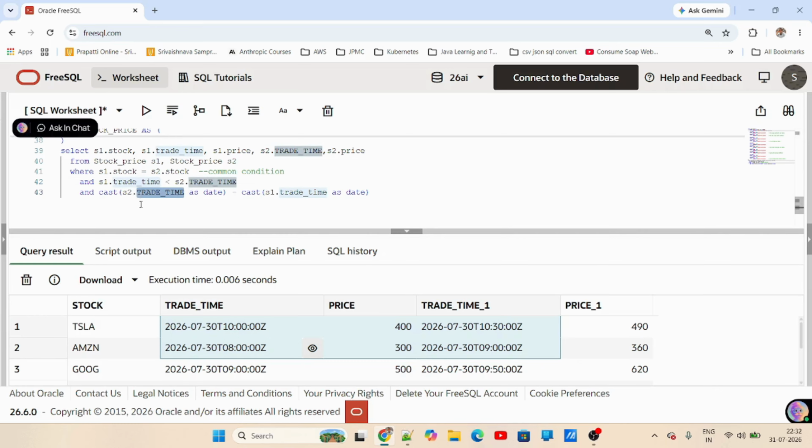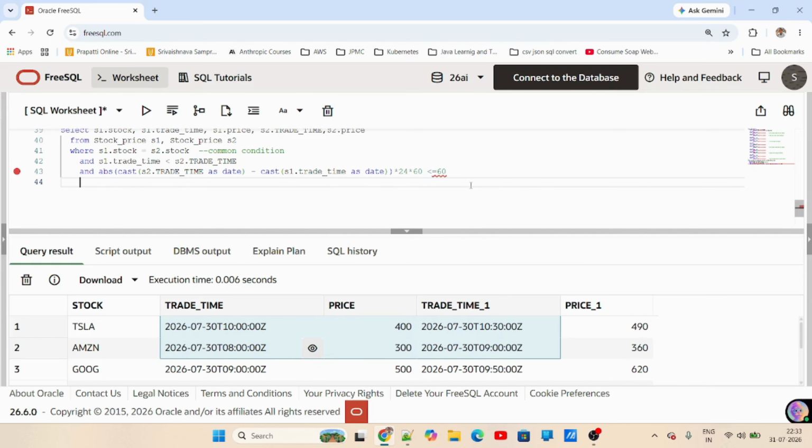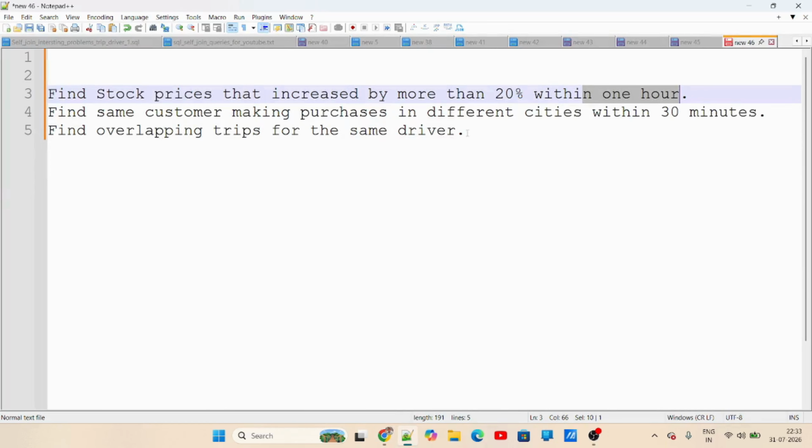Okay, and that is why I can directly use S2 dot trade time minus S1 dot trade time. Now if I get this, I will do the absolute first, and then apply this formula to convert it into minutes. And then I'll say that it should be within 1 hour. Within 1 hour means 60 minutes, less than or equal to 60 minutes. And once I do this, so what was the query? Within 1 hour. So this within 1 hour is completed.